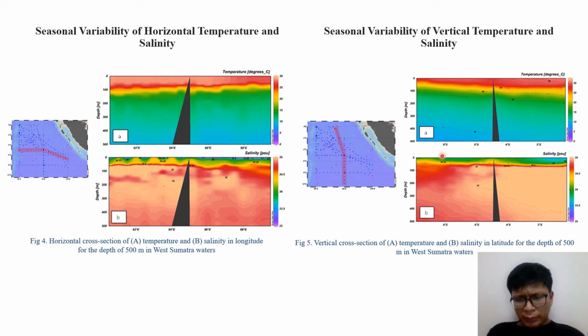Figure 4b shows salinity contours that vary with longitude. It shows that the salinity values are higher at longitude 92 to 94 than at longitude 98. Therefore, the salinity pattern runs from the west to the east. Interestingly, salinity is almost uniform at 35 practical salinity units at depths of more than 100 meters.